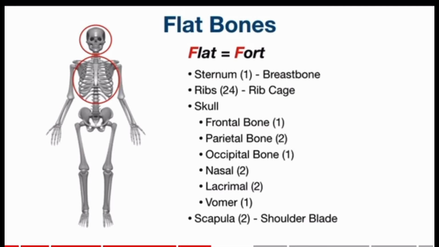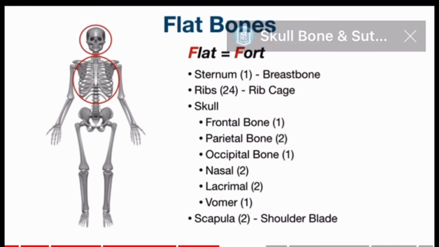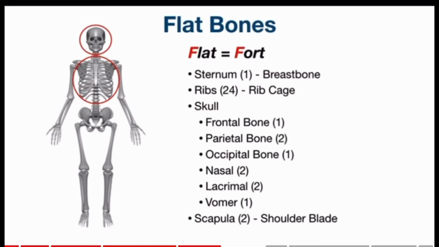Flat bones include the sternum, ribs, and some of the bones of the skull, including the frontal, parietal, occipital, nasal, lacrimal, and vomer bones. In other words, most of the flat bones of the skull make up the top of the cranium and the midline of the face. The rest of the face and skull are irregular bones, which we'll talk about soon.